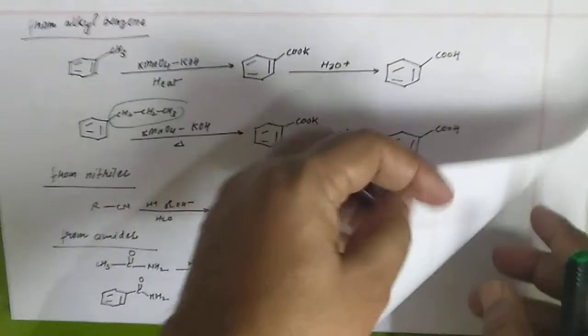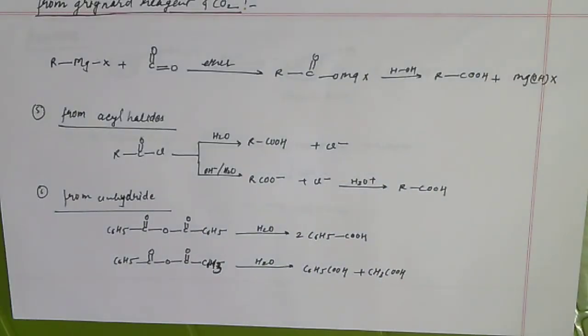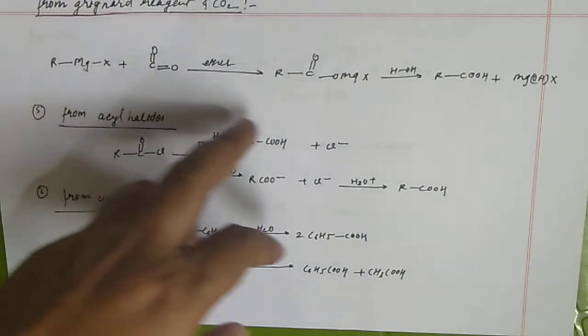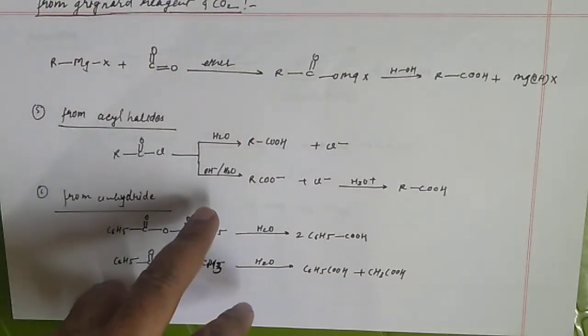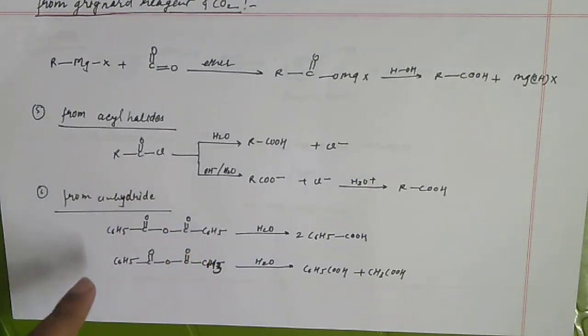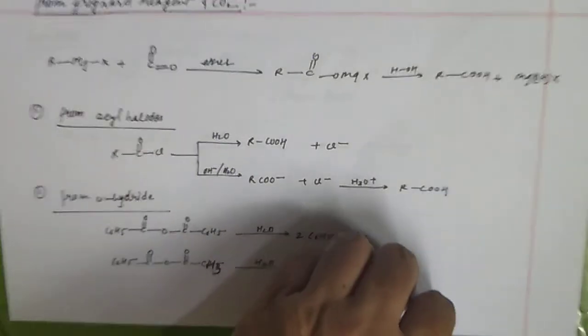Now let us move to another method of preparation of carboxylic acid. The next method is from Grignard reagent and carbon dioxide. The Grignard reagent will attack like a nucleophilic substitution reaction and give an intermediate, which on hydrolysis will give the carboxylic acid. If you treat an acyl halide with water, it will give the carboxylic acid by a simple method. From anhydrides, all the anhydrides on hydrolysis will give the carboxylic acid.